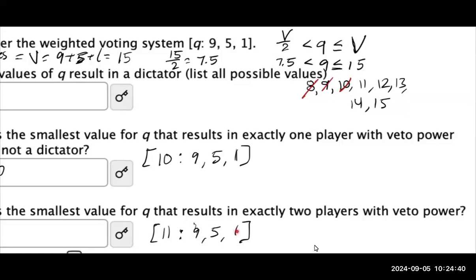So the only two people that have veto power are player 1 and player 2, and that's exactly 2 players with veto power. That would have been a problem if player 3 had veto power, because they say exactly 2 people have veto power. So in this situation, we have exactly 2. And again, they're asking for the smallest value. It could be that if we tried 12 as the quota, it also has exactly 2 with veto power, but then we would have 2 answers, 11 and 12, and they want the smallest of those answers. So our answer here is 11.